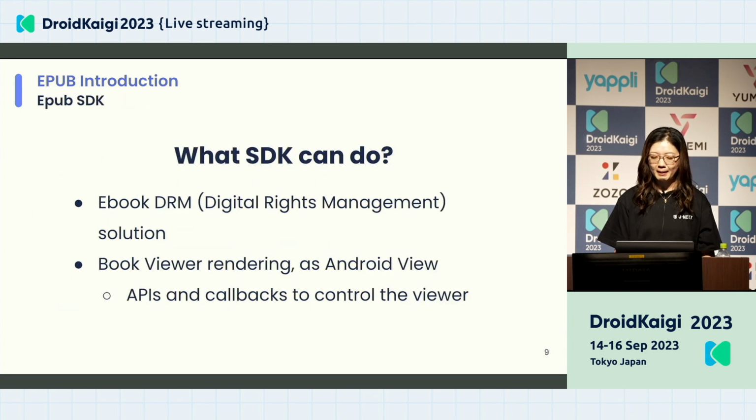There are several Epub SDKs available to help in implementing the Epub Viewer. In my sample app, I opted for a non-commercial solution known as the Sky Epub SDK. Epub SDKs serve various crucial purposes, such as providing DRM solutions and offering APIs and events to simplify the rendering of complex book viewers.